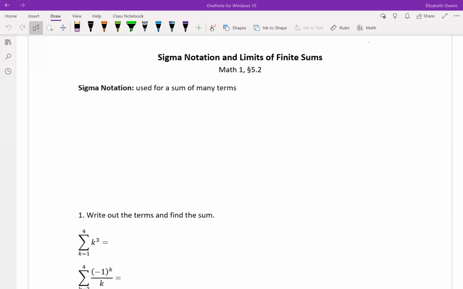All right, so here we are in section 5.2. We're going to look at sigma notation and limits of finite sums.